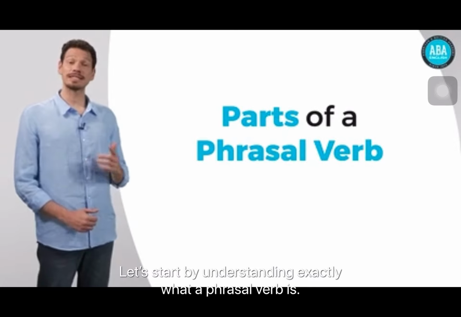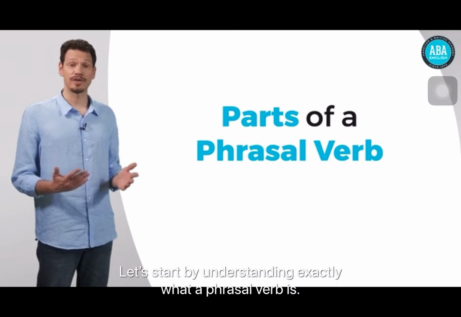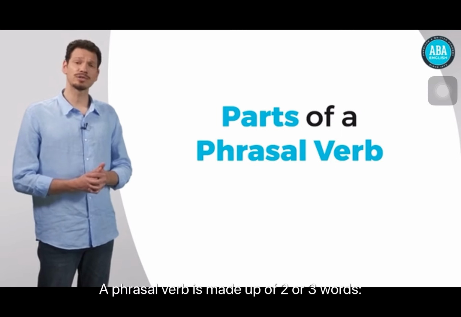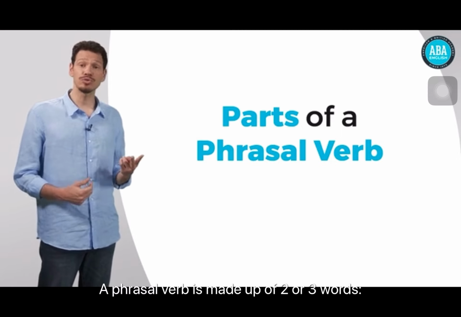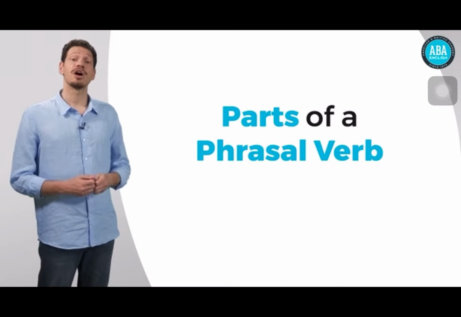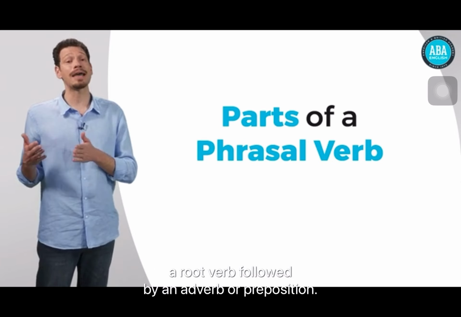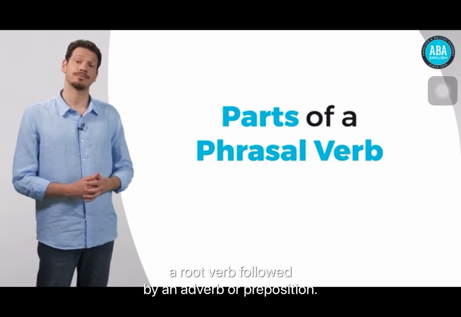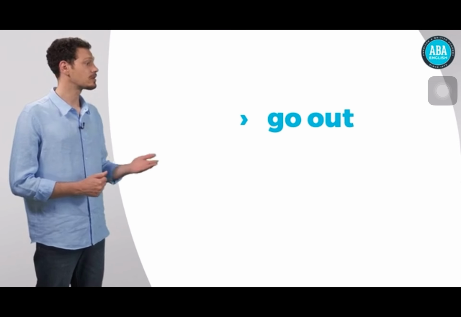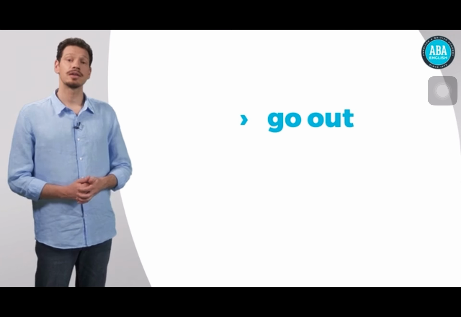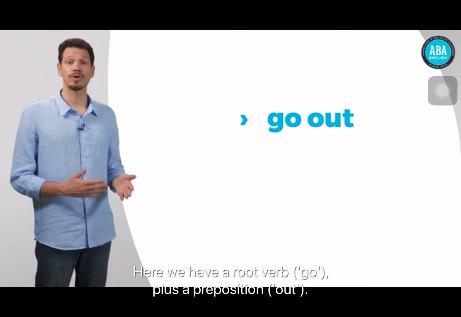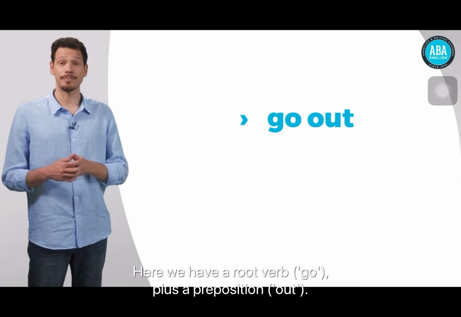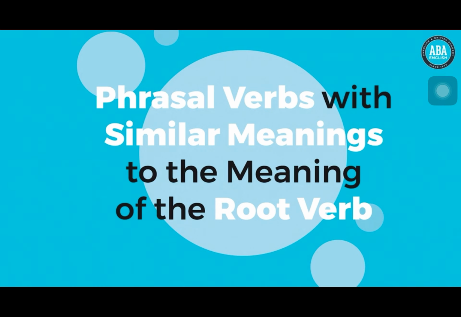Parts of a phrasal verb. Let's start by understanding exactly what a phrasal verb is. A phrasal verb is made up of 2 or 3 words, a root verb followed by an adverb or preposition. For example, go out. Here we have a root verb, go, plus a preposition, out.